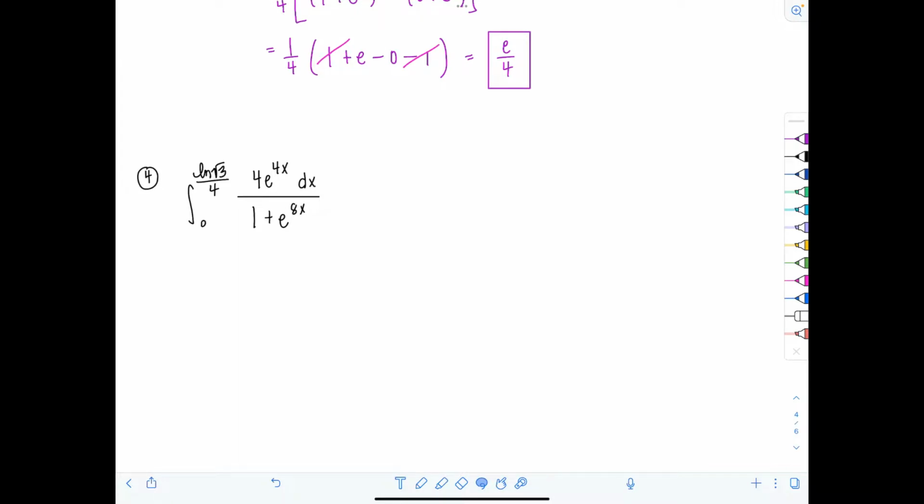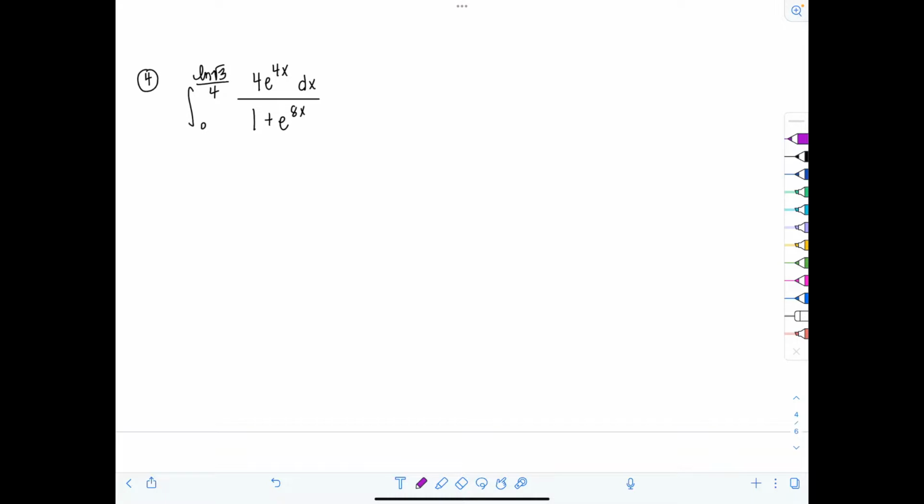So I'm going to try to rewrite the integrand so perhaps the appropriate substitution will be more obvious to you. I'm going to rewrite it as 0 to ln of radical 3 over 4. This is still going to be 4e to the 4x dx over, check this out, 1 plus e to the 4x squared. Isn't that the same thing as e to the 8x? Yes, it is.